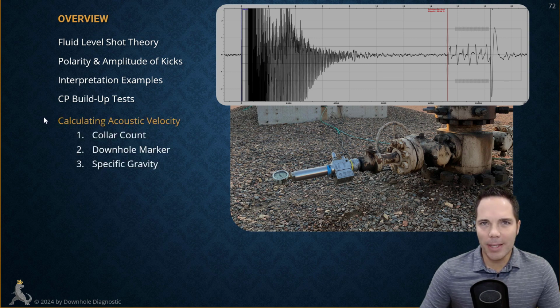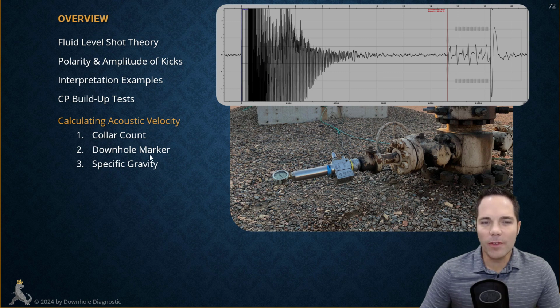And then we're going to go into a big section here on calculating the acoustic velocity. Just because you can see a fluid level kick does not mean you know the depth of that fluid level unless you know how fast the pressure wave is traveling down the annulus. There are 3 different methods for calculating the acoustic velocity: the collar count, and the downhole marker method, which is what I used right here. I told the software that I know that that kick is the tubing anchor and I know the depth, and it can then use that to calculate the velocity at which that pressure wave is moving down the annulus.